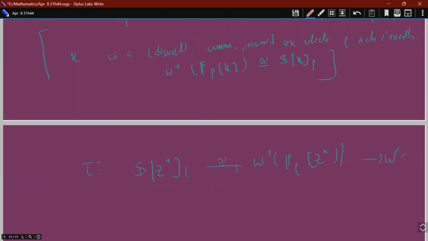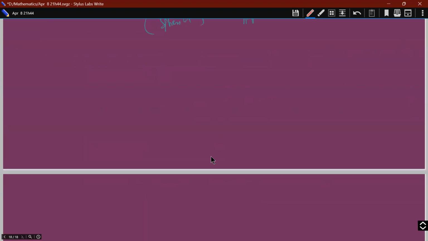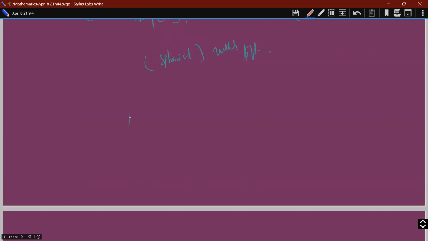Right. Which is the spherical... So now we'll see some tilting results, maybe deformation. So to find the right adjoint to the functor, this is the tilting functor.